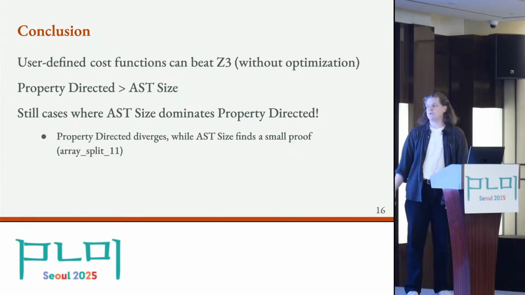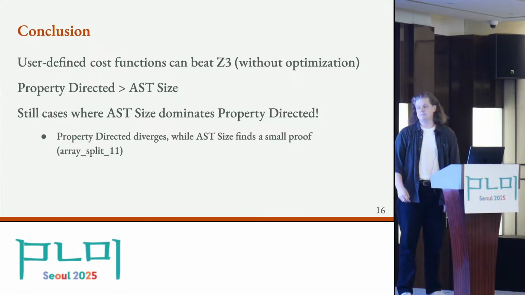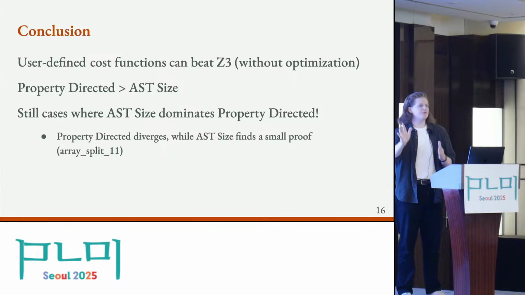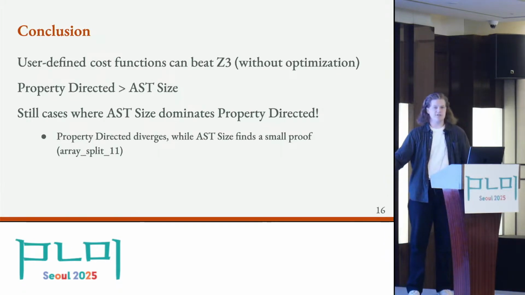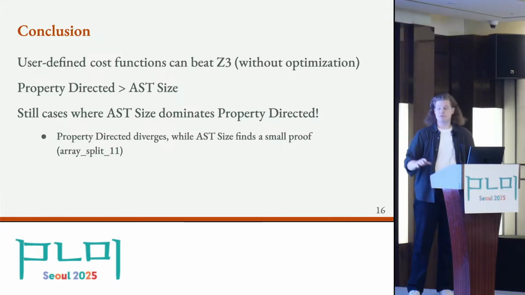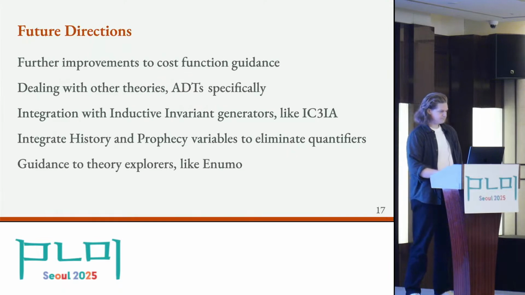But there are still cases where AST size dominates property-directed, for one particular example, this array split 11. The property-directed cost function diverges. It chooses some term that it shouldn't have, whereas the AST size finds a small proof for a bounded depth. So these are still just heuristics. It's not a one-size-fits-all solution. You're still going to have to care about different cost functions for different problems.